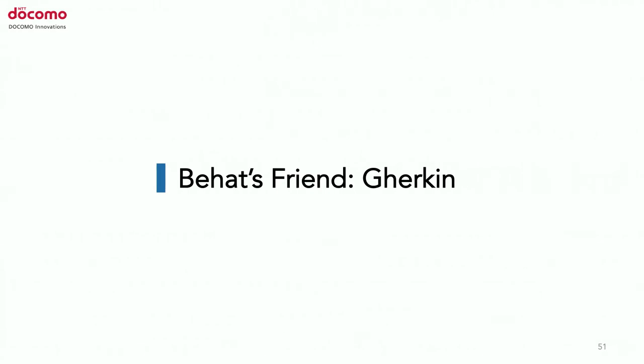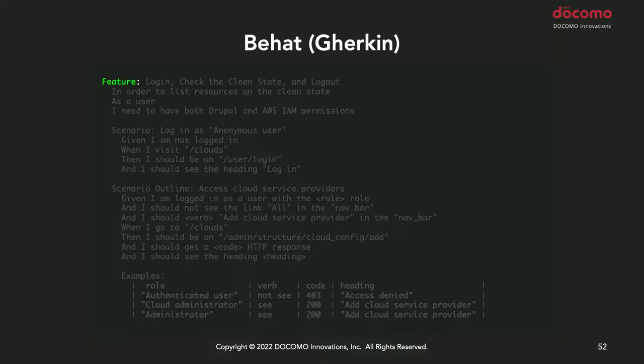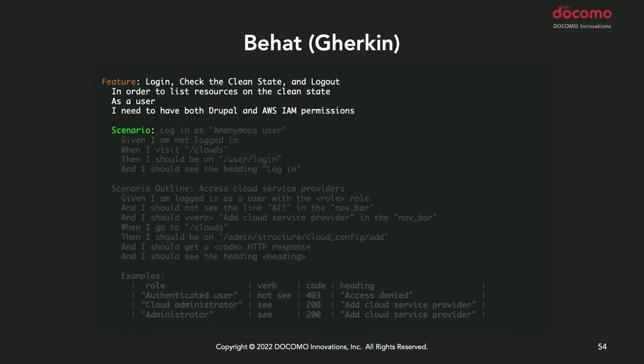So how can we write the Behat BDD test scenario? Let me move on to Gherkin syntax. Gherkin is widely used in a variety of programming languages other than Behat in PHP, like Python, Ruby, or Java in BDD. Starting from the keyword Feature at the top of this testing scenario, which we call a feature file, we describe the overview of this test scenario, and then start the keyword Scenario, writing actual commands to access the website, like logging in as an anonymous user: with the keyword Given, I'm not logged in, When I visit /clouds, Then I should be on the /user/login URL, And I should see login header.